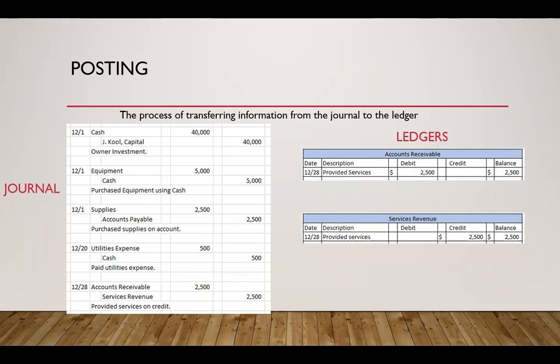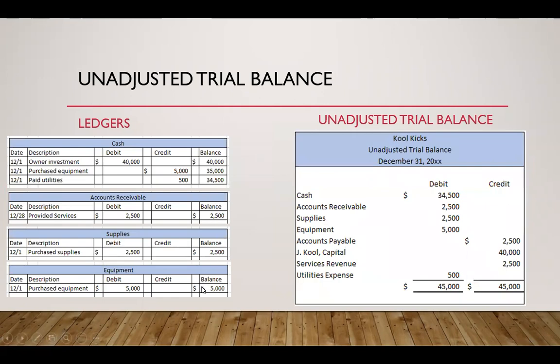So we have one more transaction here with accounts receivable being debited and services revenue being credited. Again, we list our date, our description, and we put the numbers in the proper columns and calculate our balances. So with our ledgers being completed, we can now create what's known as an unadjusted trial balance.